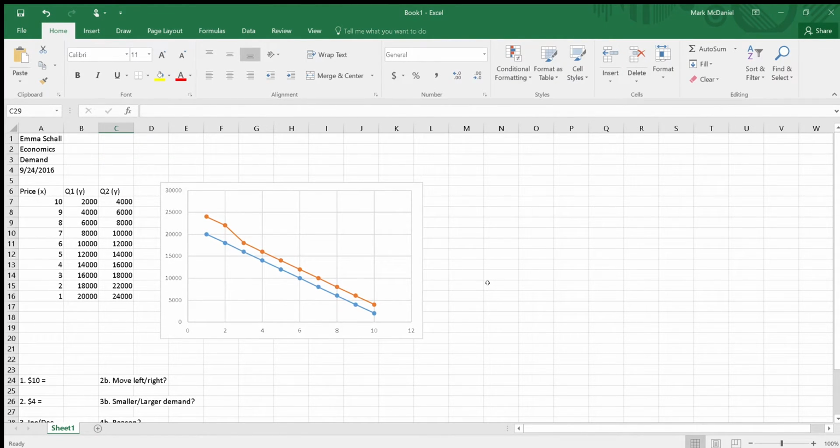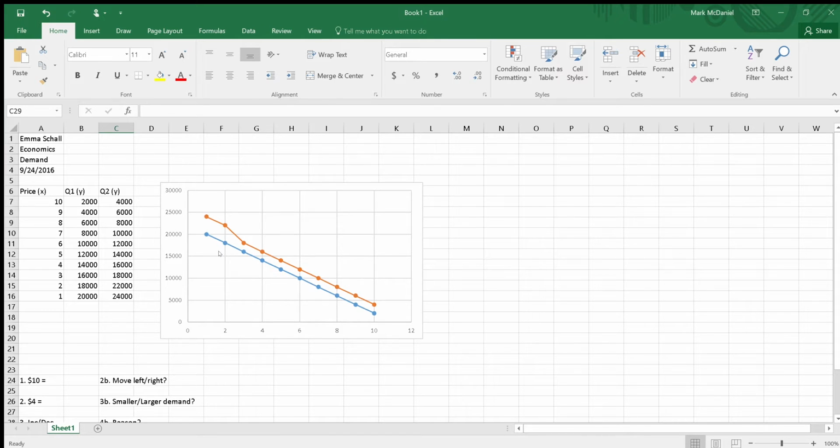Okay, in this video we are going to look at the demand assignment and what it is trying to show you. We're told about this particular product, they call it a Womble, but that doesn't matter. This is any product in general. And we are told that there is a price and a quantity demanded for each price. And then with some changed variables, there is another quantity demanded.